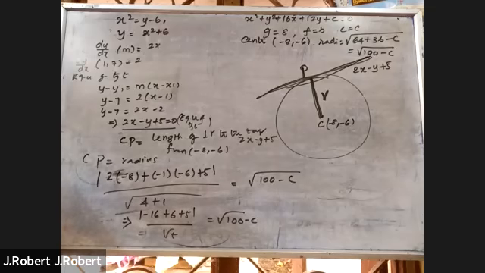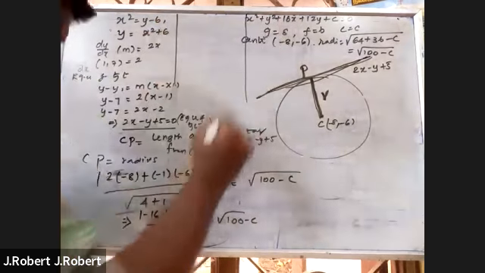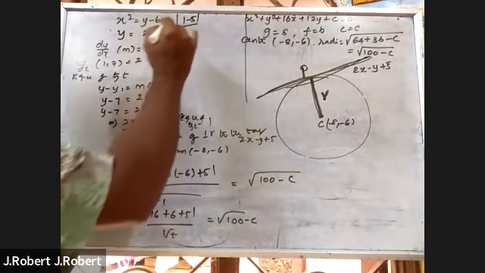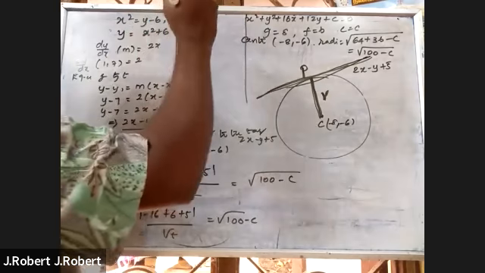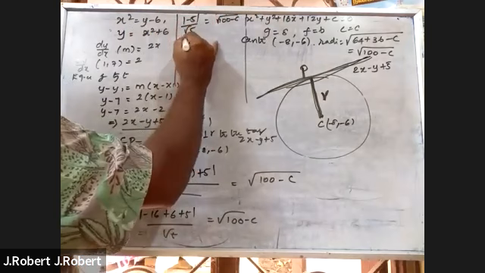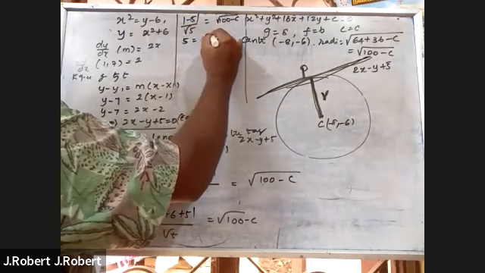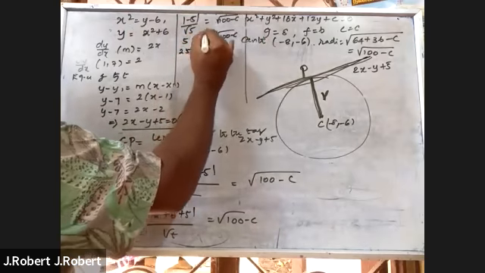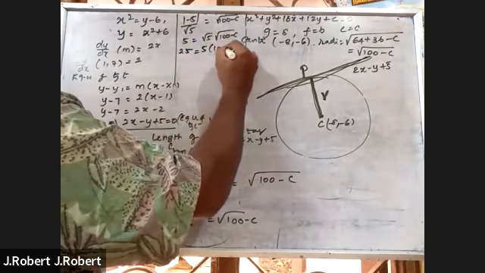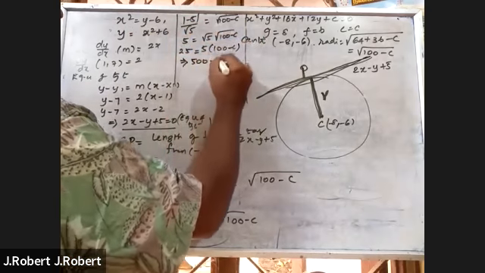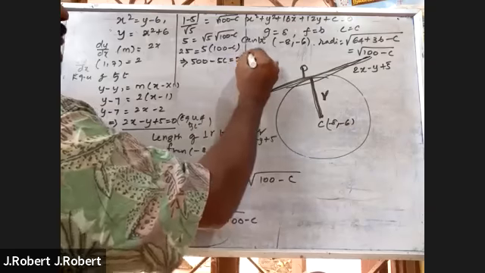11 minus 16, which equals -5. Let me put this in this section, observe. So modulus of (11 minus 16) divided by root 5 equals square root of 100 minus C. Now modulus of -5 gives plus 5; cross multiply: root 5 into root 100 minus C. Squaring on both sides, 25 equals 5 into 100 minus C, since the square root is removed. This implies 500 minus 5C equals 25.